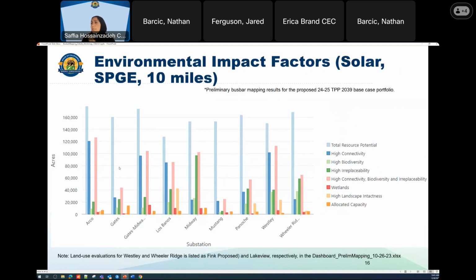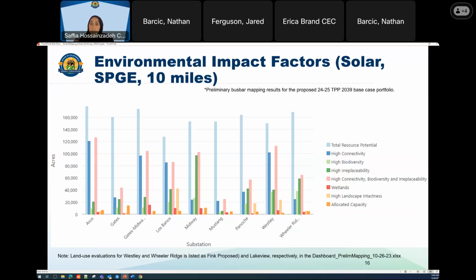So here's an example of the environmental impact factors of those same SPG&E substations, but now we're looking at the ones that remained at a 10-mile buffer radius. You can compare the proportion of each variable, like the high connectivity, high biodiversity, high irreplaceability, etc. You can compare that magnitude with the total resource potential acreage for each substation. So you can see what the makeup of the total resource potential area around each substation is.